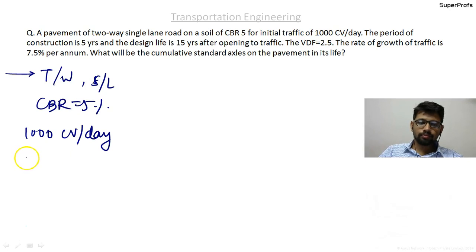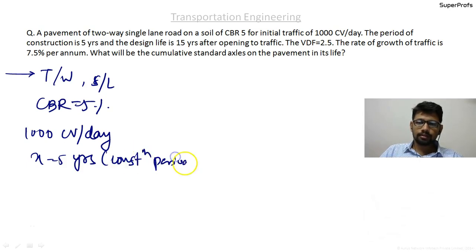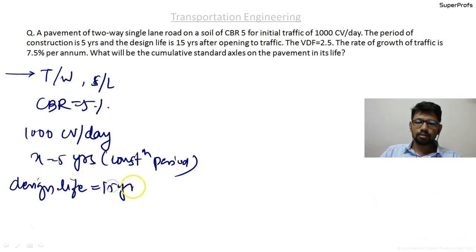So let's say x equal to 5 years, the construction period, and design life is 15 years. Vehicle distribution factor has been given, that is equal to 2.5. Rate of growth of traffic is 7.5% per annum. What will be the cumulative standard axles on the pavement in its life?